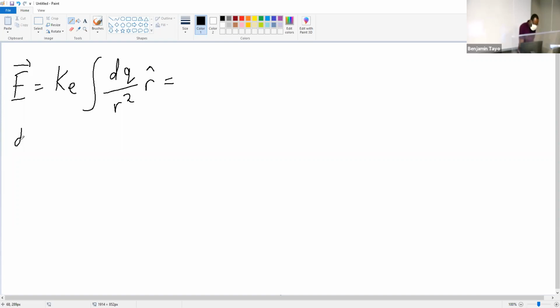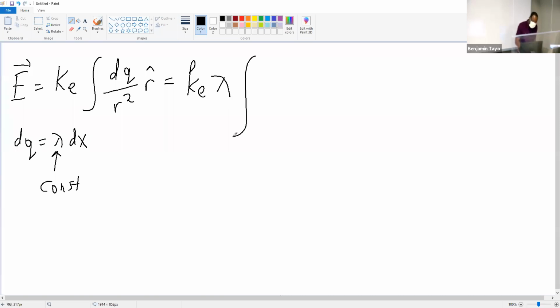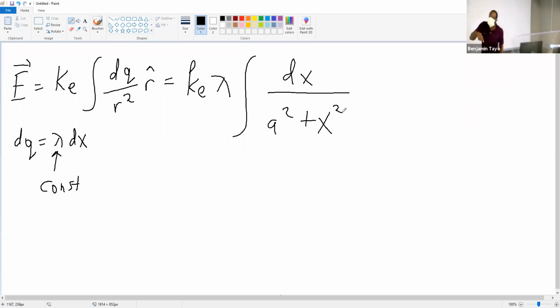Because my dq, now this lambda is a constant, so I can put it out of the integral. So I can write this as KE lambda, the integral over dx divided by a squared plus x squared. Now, do you see that I've substituted my r squared with a squared plus x squared? And then I'm going to go ahead and substitute my unit vector here, which is r hat. So my unit vector is negative.